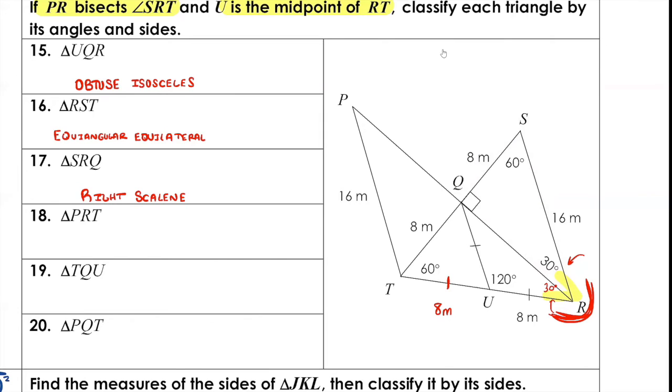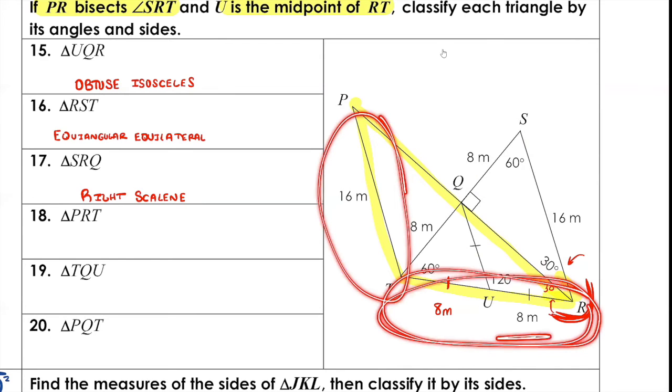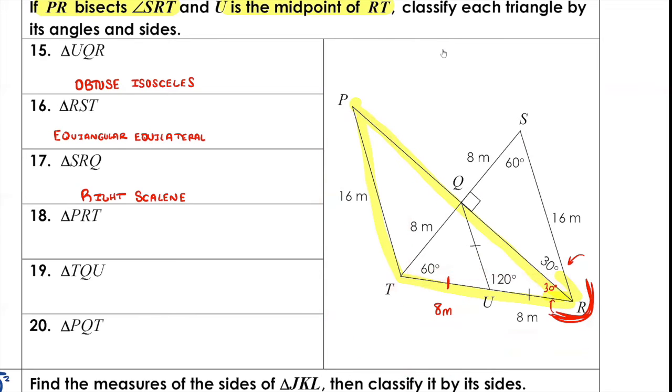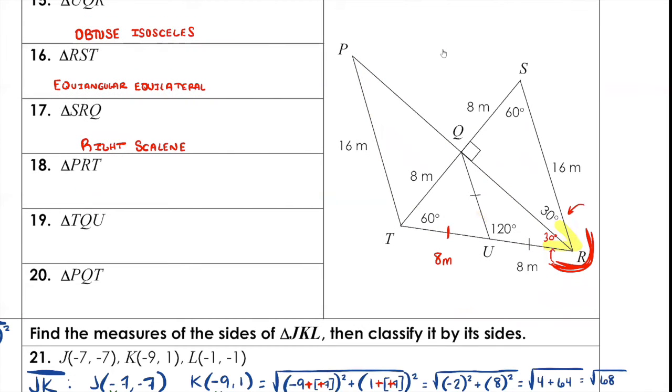PRT. Why isosceles? So 8 plus 8 makes it 16. Good point. Very good. They tried to trick you. Very, very sneaky. Obtuse. Isosceles.